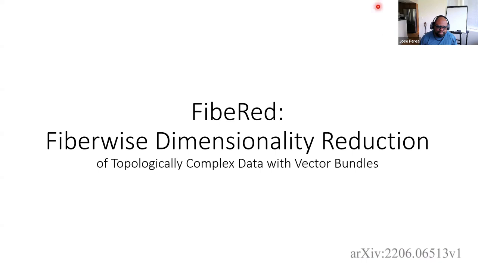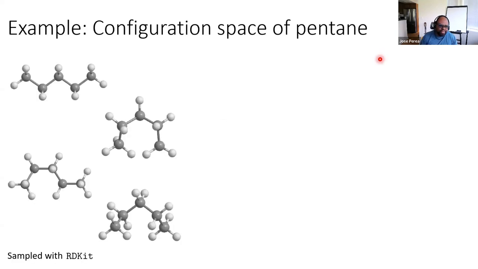And here's the motivating example: the configuration space of pentane. Henry's an expert on these types of data sets. And here's something you can do. Pentane is a chain of five carbons, each of which is bonded to two or three hydrogens. And then what you can do is mod out by translations and rotations in 3D space. So that's the configuration space, or the conformation space rather. One can sample these types of things in Python using RDKit. And in particular, you can get a distance matrix for this configuration space.